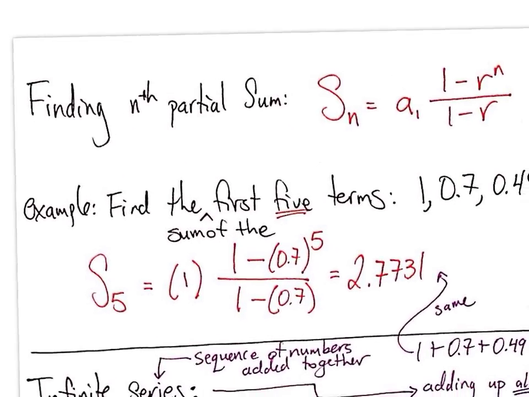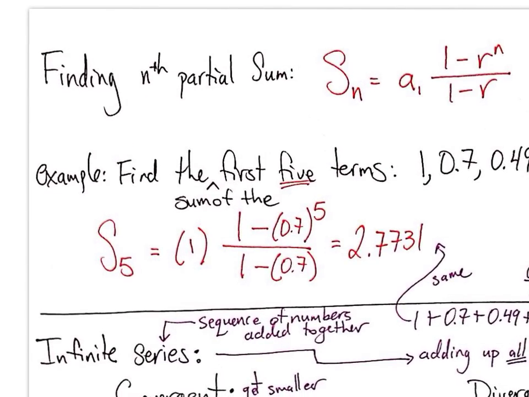Alright, so partial sums, we've talked about this. And just a little note here, a sequence of numbers is just the numbers listed, and we call it a series if we're actually adding them together. Just a little note on technical vocabulary.